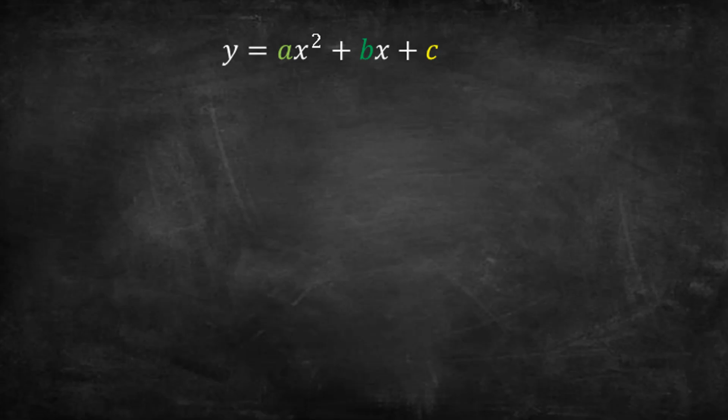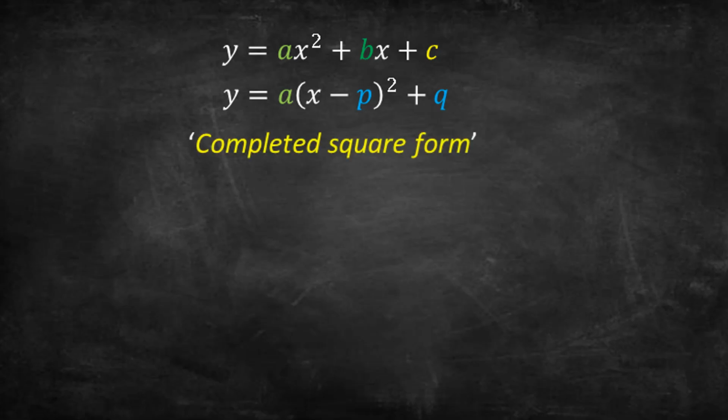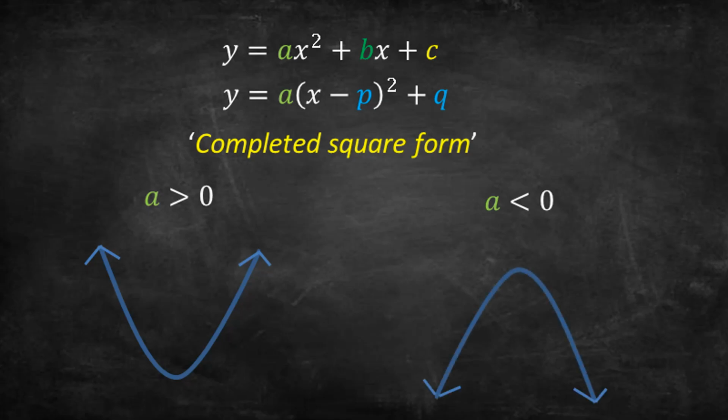This equation can also be written in a different form as y equals a into (x minus p) all squared plus q. And this is known as completed square form. Now the graph of a quadratic equation is known as a parabola. And when a is greater than 0 or positive, the graph smiles like a positive person. When a is less than 0 or negative, the graph frowns like a negative person. In both cases, the coordinates of the vertex or turning point of the graph will be p and q.